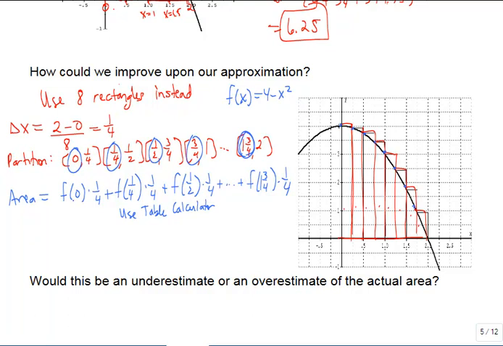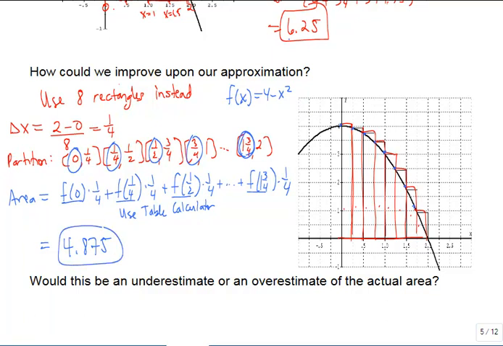So you would just set your table to start at 0 and set your change in table to be this width of 1/4. And that way you're getting each of these function values listed out for you in your table automatically instead of having to punch each one in yourself. Okay? And when you do all that, you end up with 4.875.